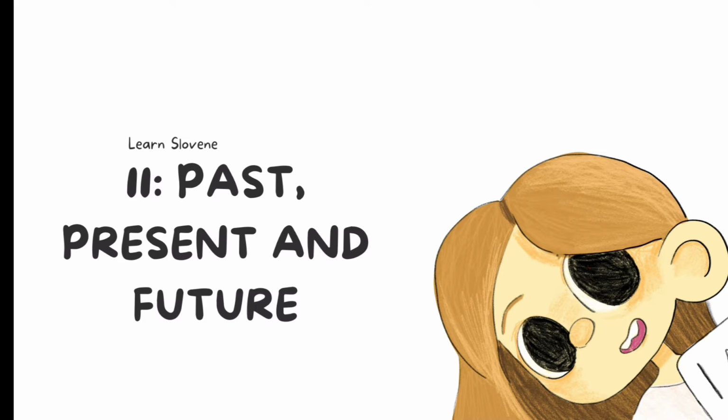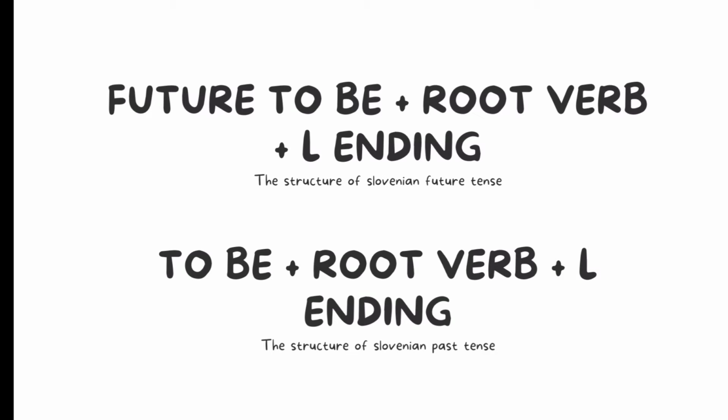Pay attention to the structure and maybe write down the L endings, maybe write down the future will be, things like that. That will make it easier for you now. But here we are going to once again practice the structure real quickly. So the future tense is structured with future to be, the root verb and the L ending, and past tense is structured with to be, root verb and L ending.